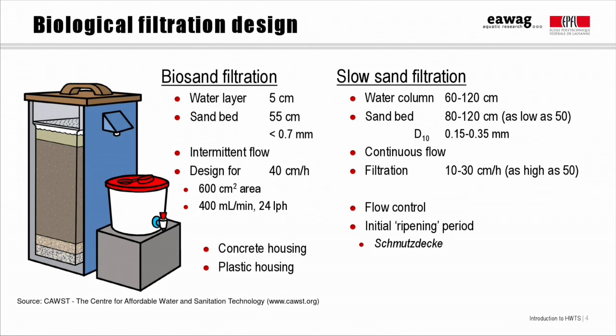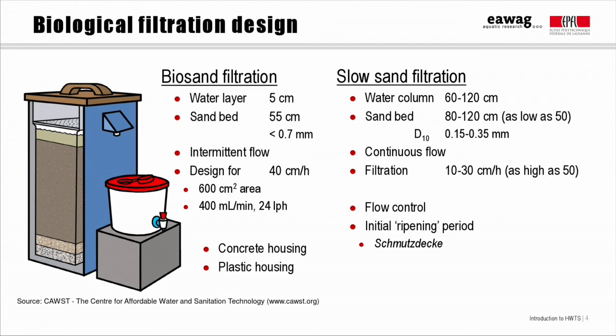Biosand filtration is basically slow sand filtration scaled down for use at the household level. There are many different designs of biosand filters available. This picture is one promoted by CAWST, the Centre for Affordable Water and Sanitation Technology, and this is their version 10 biosand filter. In this version, it has the same elements as a conventional slow sand filtration, a water layer. Here it's 5 centimeters deep, which they say is optimal for allowing oxygen to diffuse through. And then a sand bed. Here it's 55 centimeters deep.